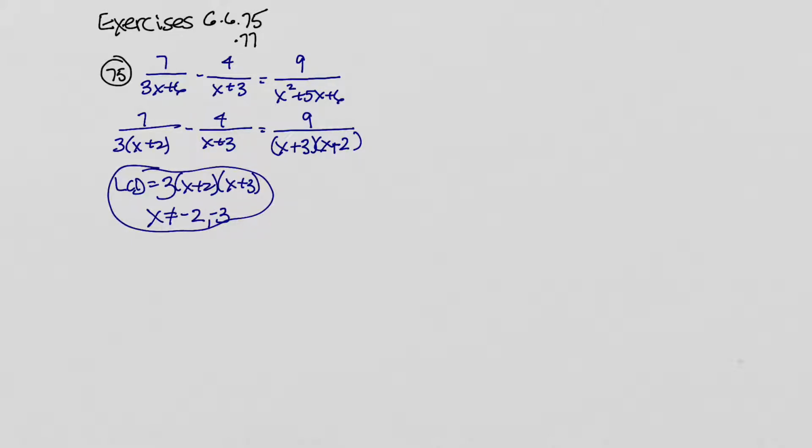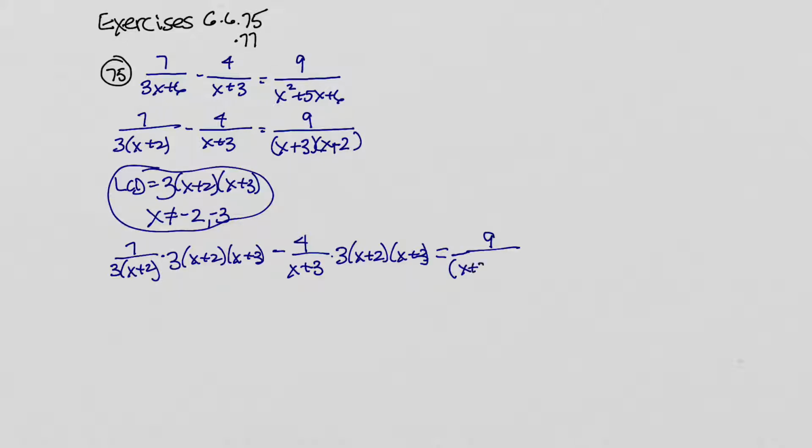And now we know what to do here. We're going to write the LCD right next to every one of these terms. So let's do that. So we are going to get this leftmost term, that's 7 over 3 times x plus 2, times the LCD, 3, x plus 2, x plus 3. Then the minus, that middle term there, 4 over x plus 3, times the LCD, 3, x plus 2, x plus 3, equals that rightmost term, 9 over x plus 3, x plus 2. And we'll multiply that by the LCD, 3, x plus 3, x plus 2.